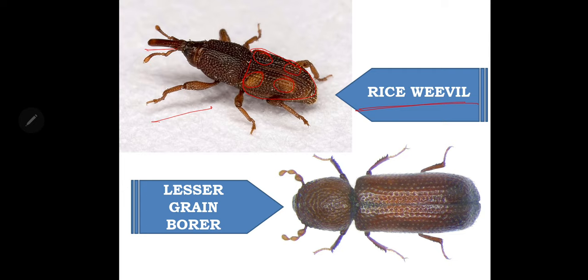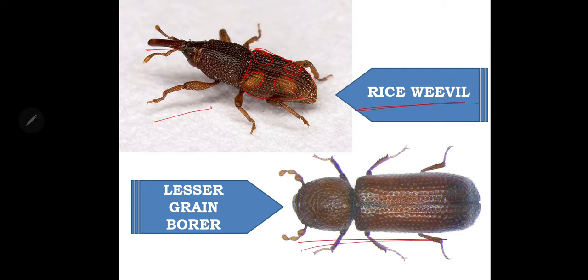So both the grub and adult cause severe losses. Both the grubs and adults are the damaging stages. The developing larva lives and feeds inside the grain, causing irregular holes of 1.5 millimeter in diameter on grains of rice, sorghum, wheat, barley and maize before harvest and in storage also. The weevil destroys more than what it eats, which means the losses caused by this pest are not just because of their feeding, but also because of their destruction.